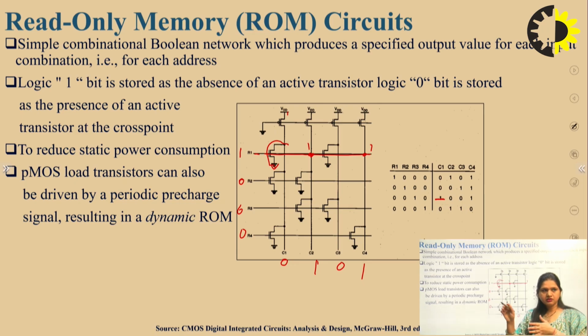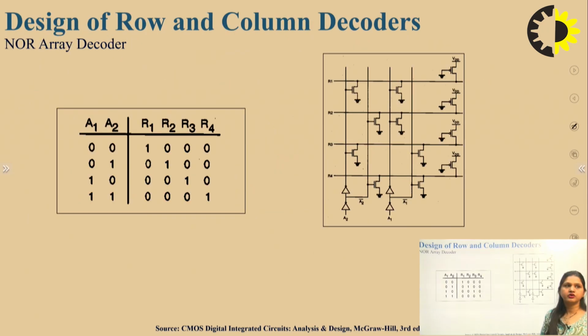So in a ROM architecture, we can read 1 and 0. If absence of transistor is there, that means the bit is 1. If the transistor is present, then the bit is 0. This is how you can see it for all combinations of row and column. This is the typical architecture or organization of ROM design, and again, this is the designing of column and row decoder. For designing column and row decoder, we can see this table.